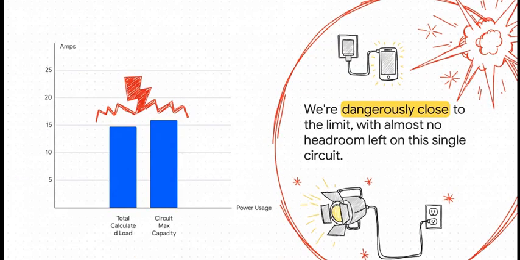This chart really puts it all into perspective. I mean, just look at how close we are to that 16 amp maximum. There is almost zero headroom left. So what do you think happens when the singer decides to plug in their phone charger or maybe a single little work light into that same circuit? Pop. The breaker trips and the stage goes dark and silent.